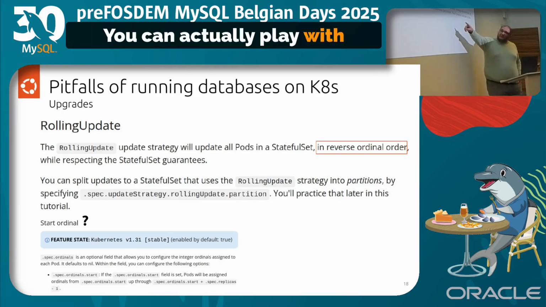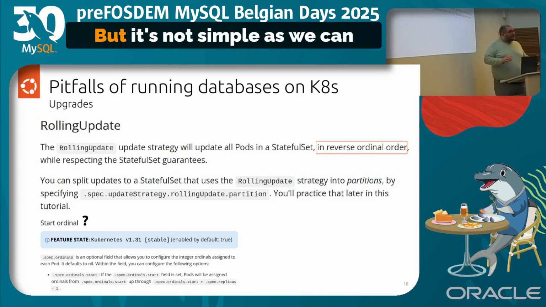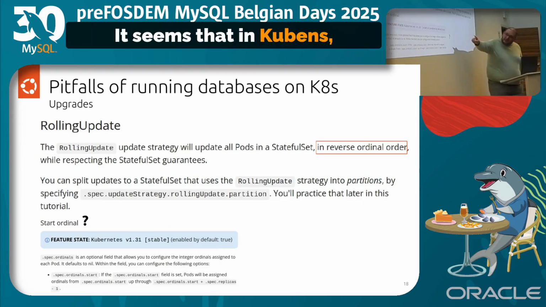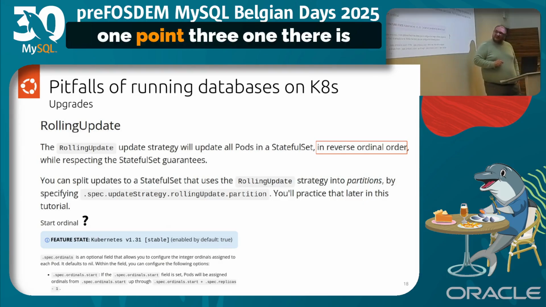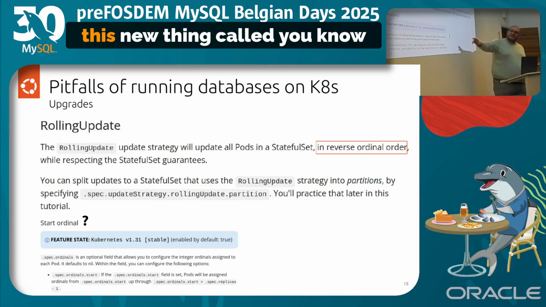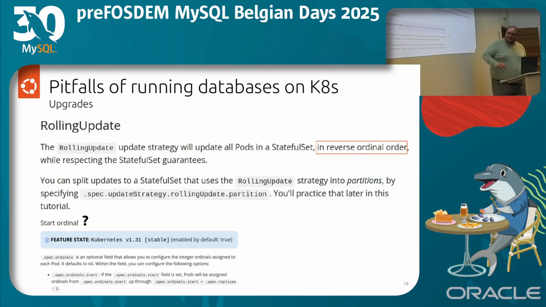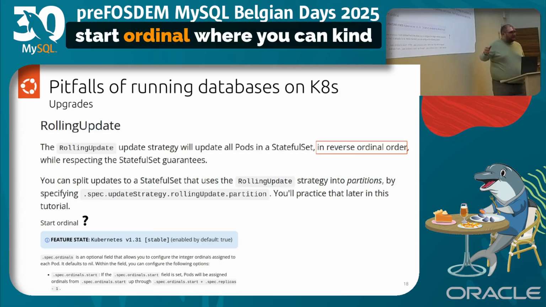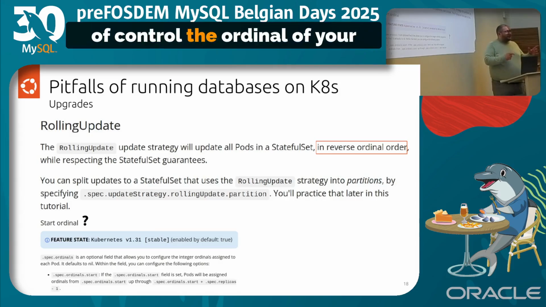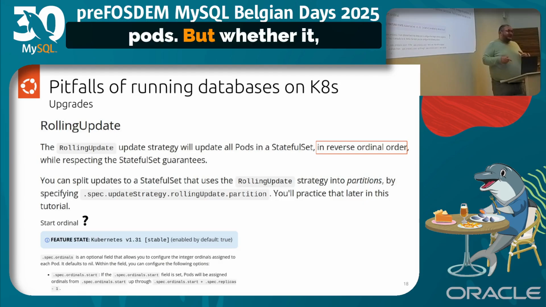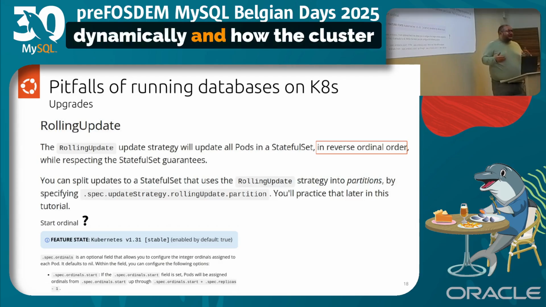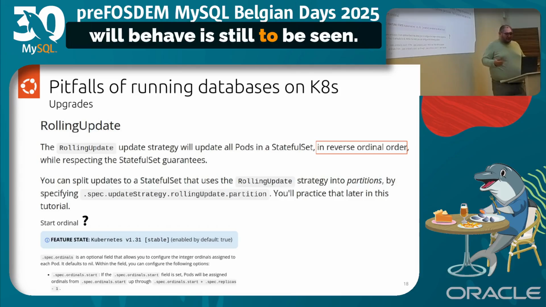You can play with partitions to try to control that, but it's not simple, as we can tell from our experience. It seems that in Kubernetes 1.31 there is this new thing called start ordinal, where you can kind of control the ordinal of your pods. I haven't played with it yet. I just discovered it while writing the slides. But whether you can do that dynamically and how the cluster will behave is still to be seen.